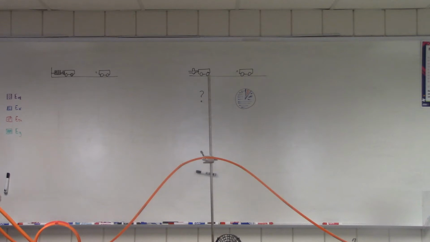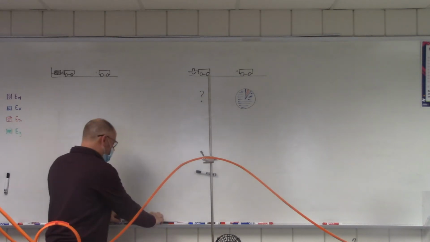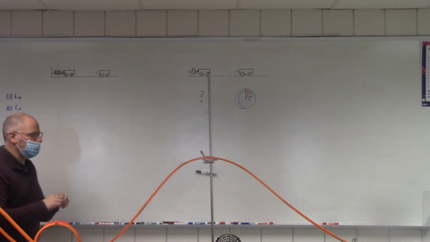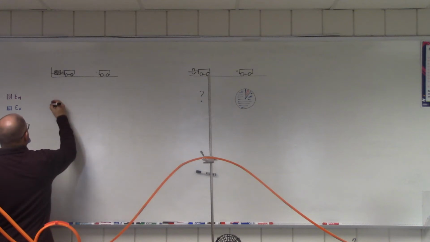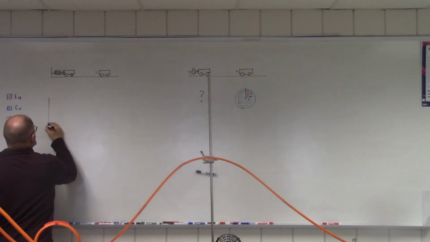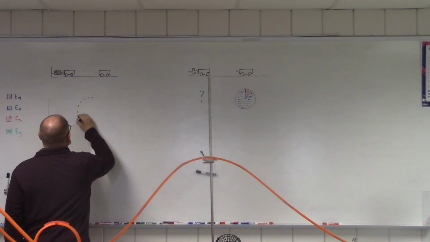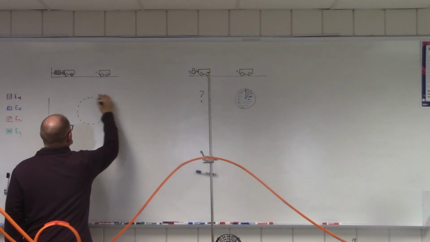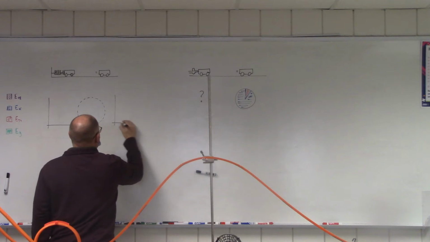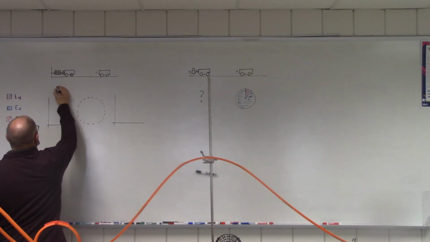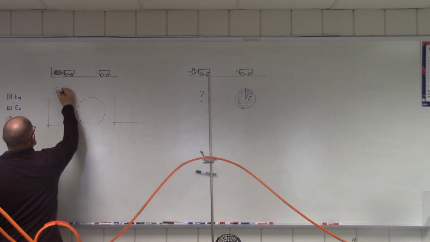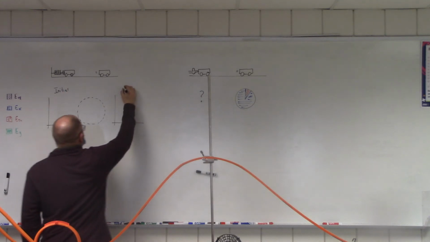Now, let me draw it before you start drawing it, because it's got a lot of pieces to it. Okay? So we're going to use a bar chart. So over here, it's a bar chart. And then in the middle, there's going to be a circle. And then another bar chart over here. So this is our initial situation. This is our final situation.